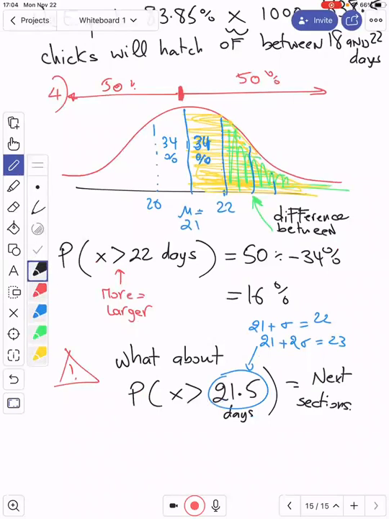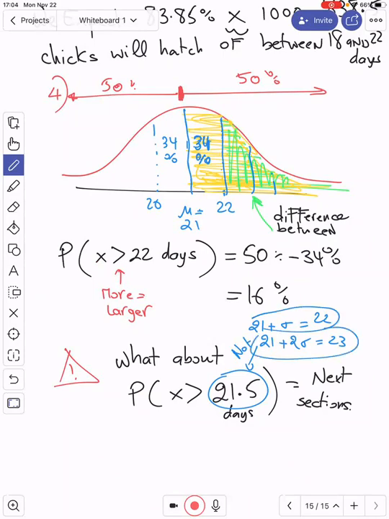So what I'm saying is, it's not 21 plus 1 sigma, or 21 plus 2 sigma, right? Anyway, we have like 10 minutes left, so let's do one similar problem.